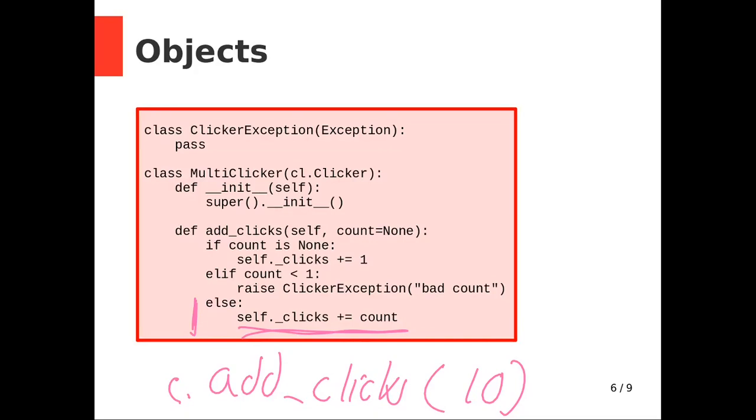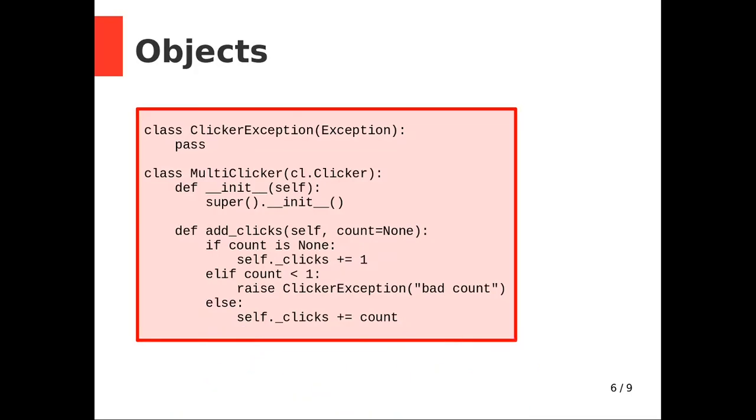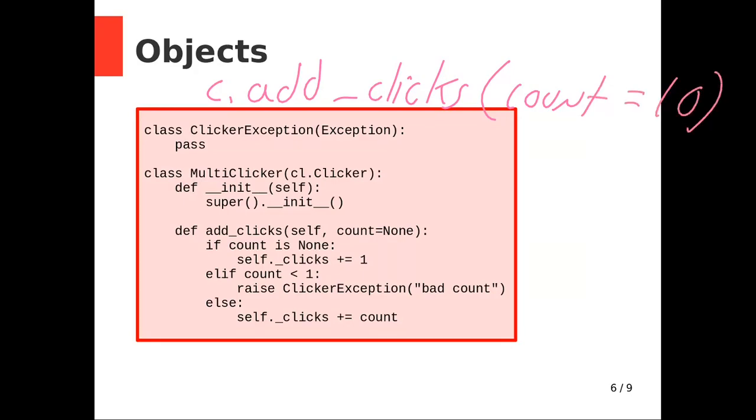So notice that I wrote that 10 as a positional argument. I actually didn't have to do that. I also could have written c dot add clicks count equals 10. I don't have to have this count here. But I can choose to, if I want to give this a name.